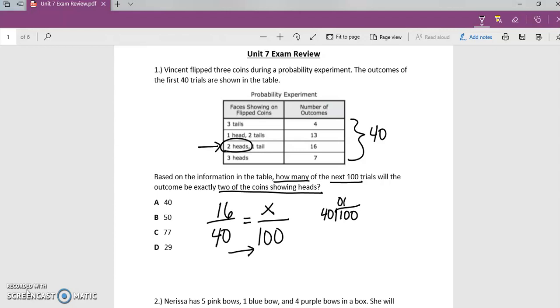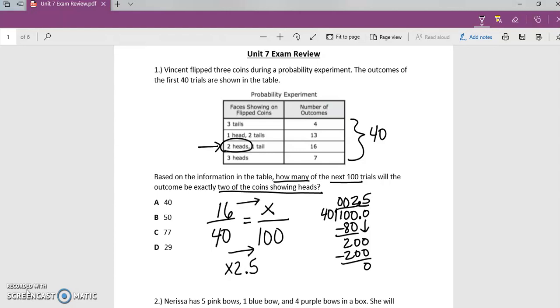40 goes into 1 0 times. 40 goes into 10 0 times. 40 goes into 100 2 times. 40 times 2 is 80. There's 20 left over. Let me add another 0 and bring it down. Put the decimal there. 40 goes into 200 5 times. That's 200. So now I know, okay, the scale factor is going to be multiplying by 2.5.